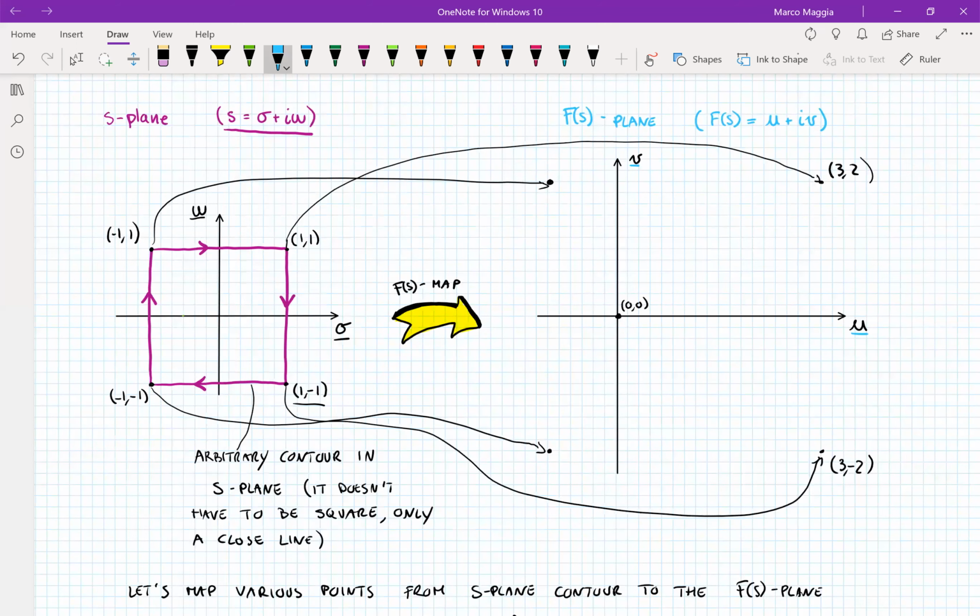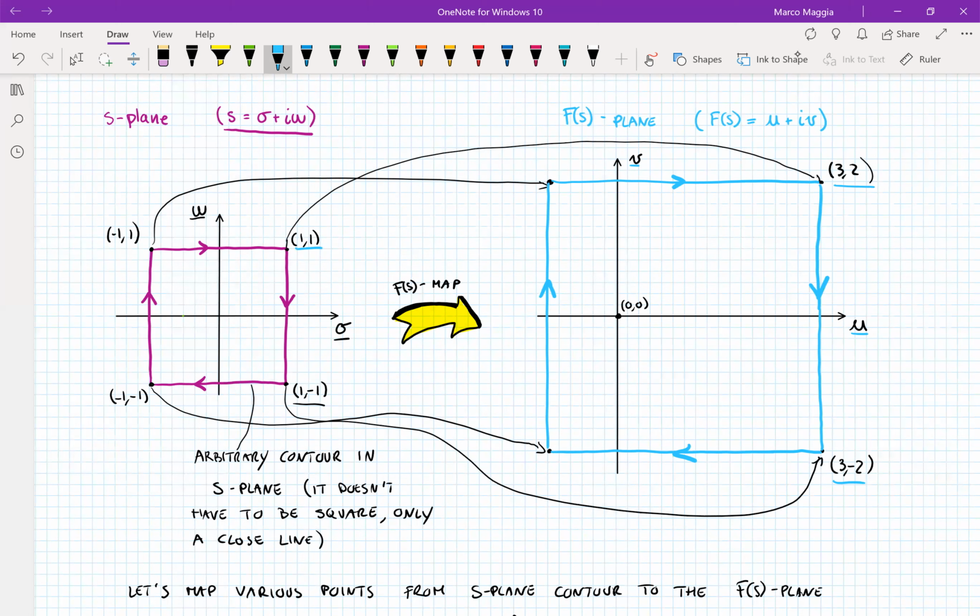So you see that we've obtained a new contour, a new plot in another plane. And let's see, have we maintained the direction of circulation? Well, we went from 1, 1 to 1, minus 1 clockwise, and we found first 3, 2, and then 3, minus 2. So yes, we've maintained the direction of circulation, but you see that we've obtained a new figure. It's still a square, but now it's different.